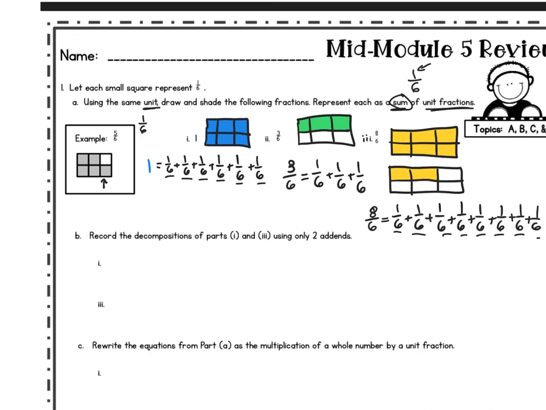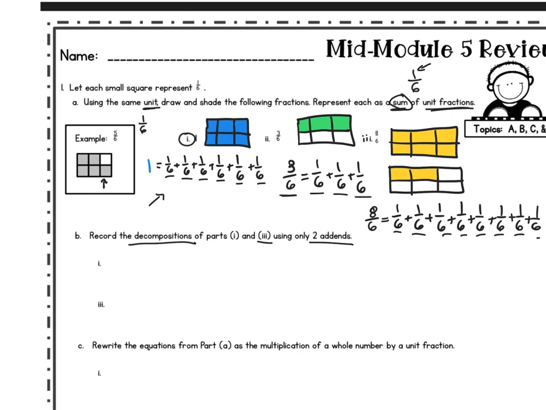So for question B, it says record the decompositions. So the decompositions are right up here where we broke them down into the unit fractions. For part 1 and part 3 using only 2 add-ins. So remember that add-ins are parts of the addition sentence. So like in this case right here with 3/6, we had 1, 2, 3 add-ins. So we need to do that with only 2.